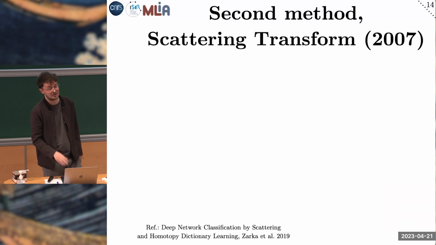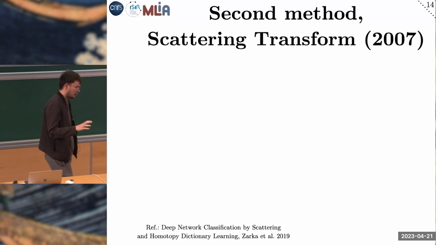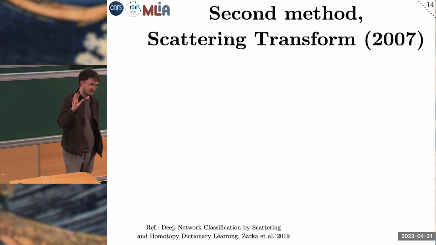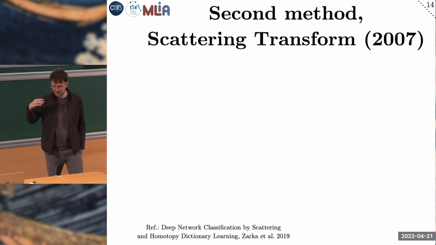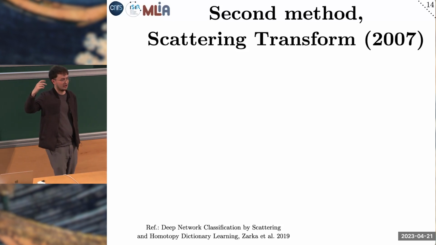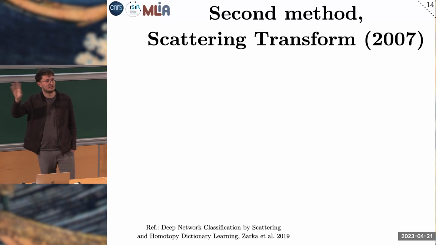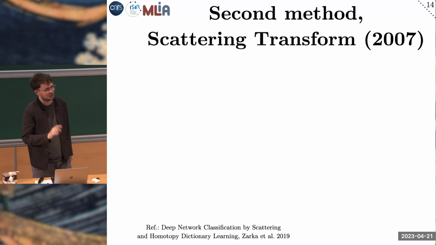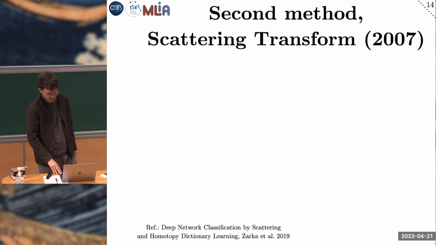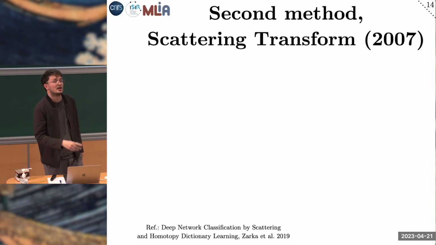So, there is the second method. And when I put the years there, they correspond to the first year where the representation was developed. Because in 2007 there were no computation resources to work with the scattering transform on ImageNet.